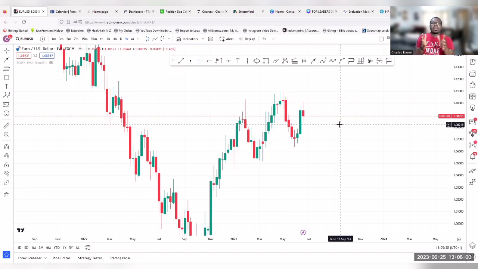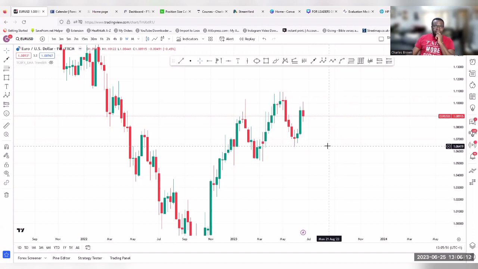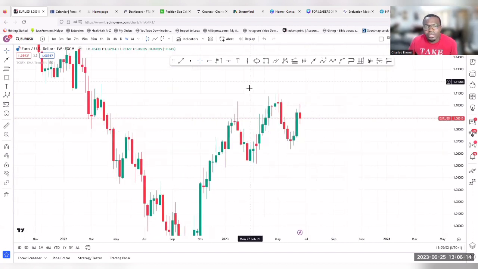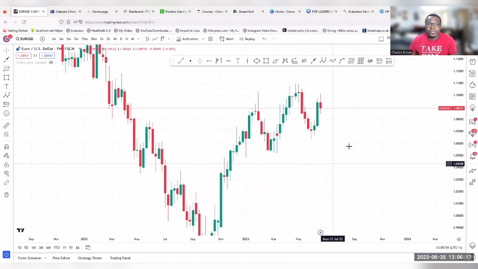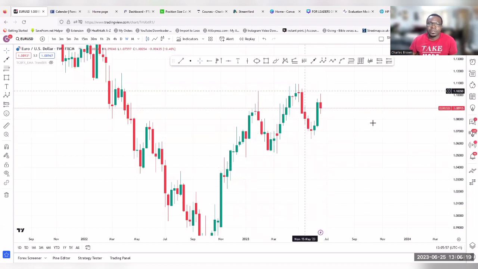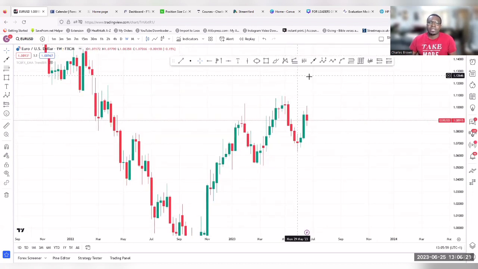Firstly, we are looking at the weekly time frame. All right, the weekly time frame. Looking at it, it looks very, very interesting. So first thing is, what is it doing? The Euro USD has pushed up, created a new high, but now failed to create a higher high.